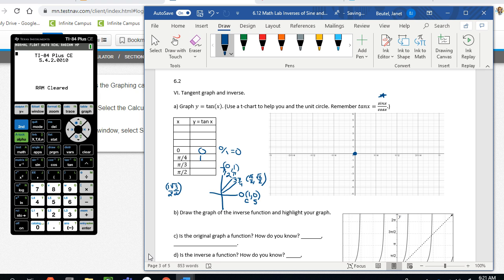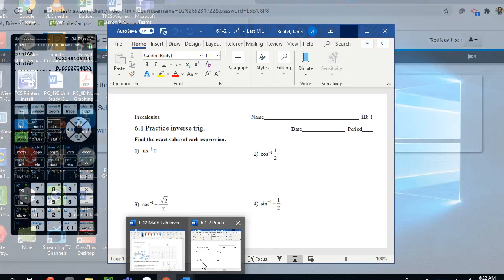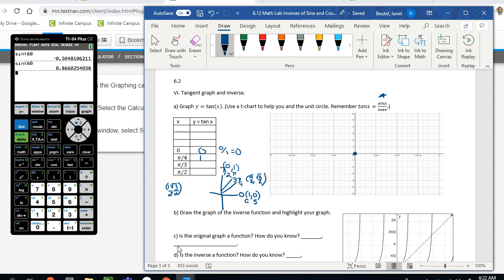I'm going to do sine of 60. I want 1/2. Let me make sure that I am in degrees and not radians. I'm in radians, so I got to be in degrees. Now you can see how to get to degrees. Okay, clear, sine 60. All right, so 0.886. So sine is square root 3 over 2 because it's not 1/2. So let's go back to my paper. Let's see where I was.